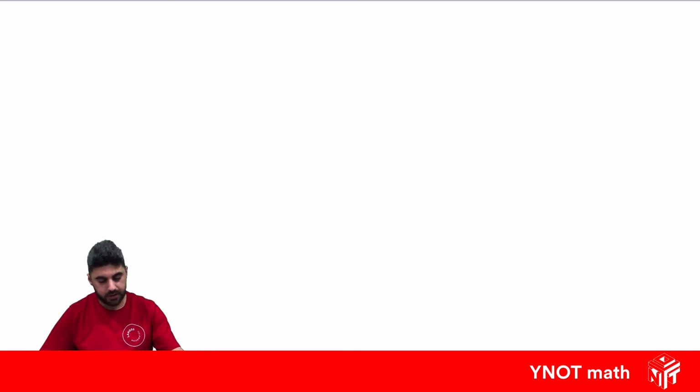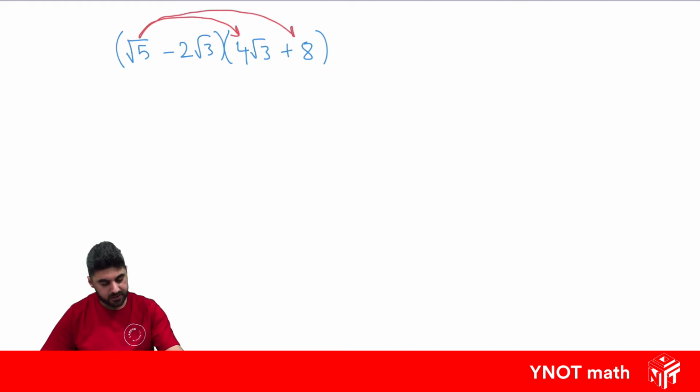Let's make it a little trickier. We've got root 5 minus 2 root 3 in a bracket, all timesing by 4 root 3 plus 8. So here we've got a binomial product where we need to go this times this, and then this times this, and this times this, followed by this times this.